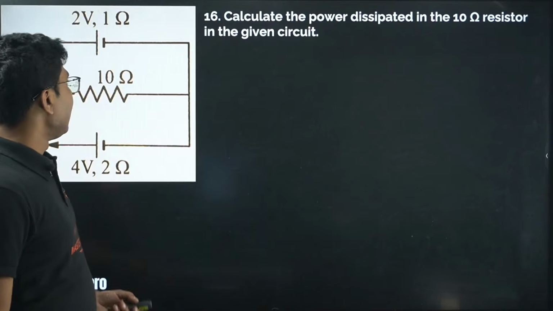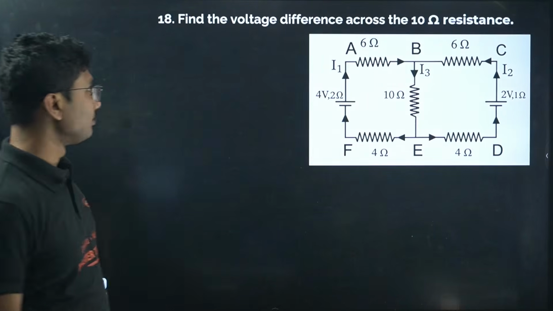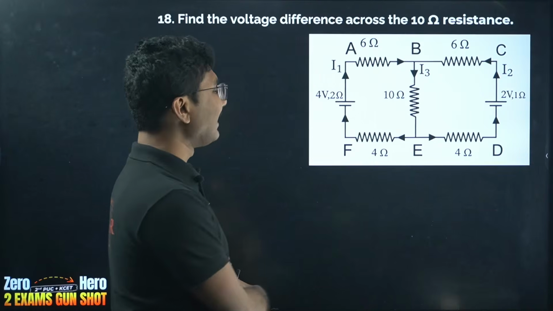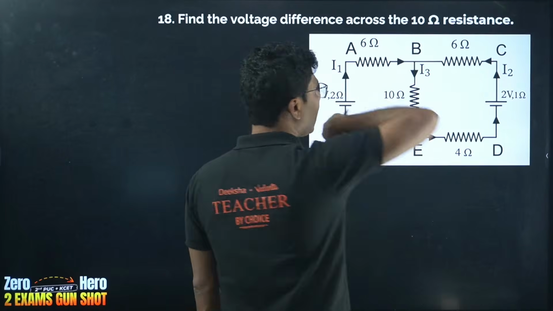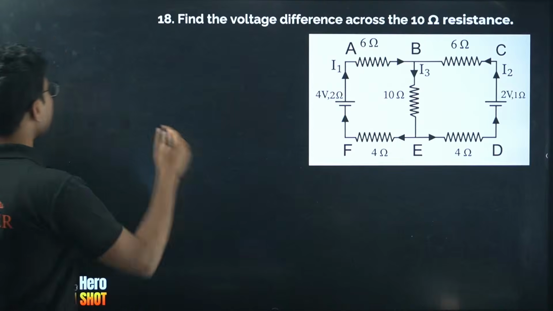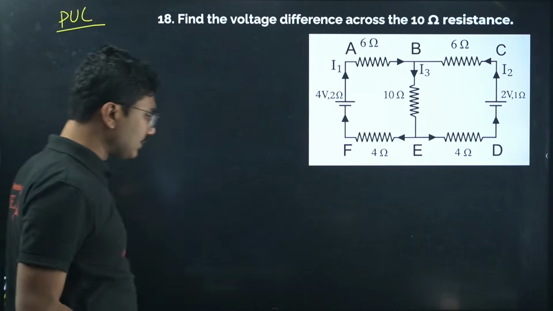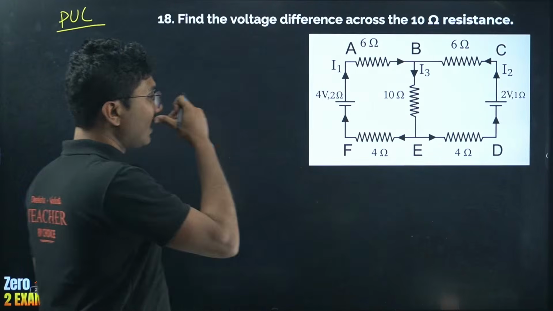Now let's solve one numerical. Find the voltage difference across the 10 ohm resistance. So we have to calculate the voltage difference across the 10 ohm resistance. This is a PUC level numerical question. Okay, find the voltage across the 10 ohm resistance.